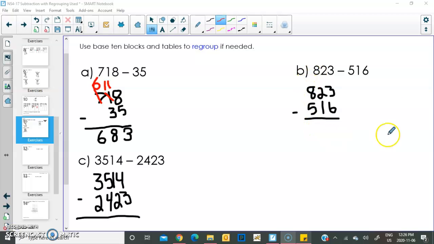Okay, now let's do B together. So we have 823 minus 516. So again, look at the ones place value. If I have 3 cookies, can I give 6 away? No. So I need to regroup. I need to regroup 110 as 10 ones. So 2 minus 1 equals 1. And 10 ones plus 3 ones equals 13.